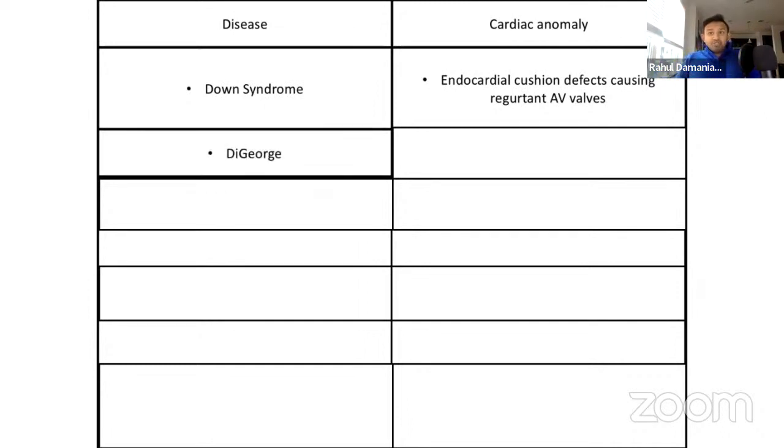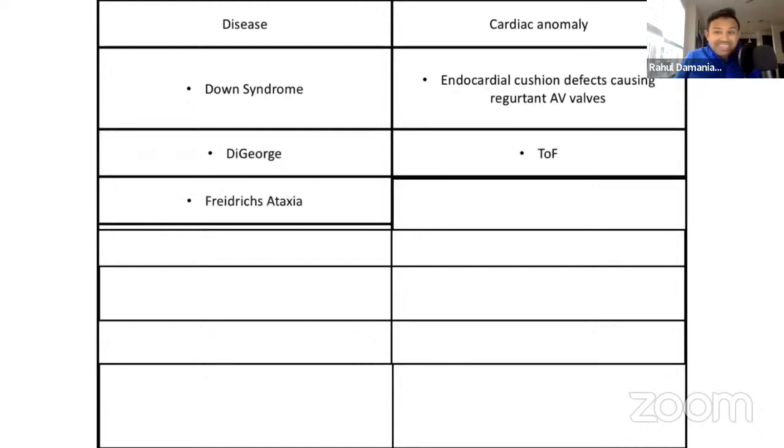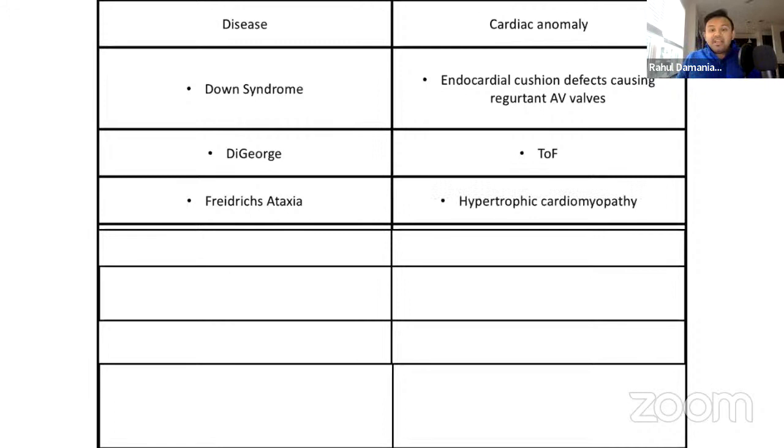What about DiGeorge syndrome? What are patients going to have? Tetralogy of Fallot. What about Friedreich's ataxia? These patients are going to have issues with gait on your exam. They're going to have diabetes, peripheral neuropathy. They're going to have trinucleotide repeats, and you're going to be thinking of hypertrophic cardiomyopathy.